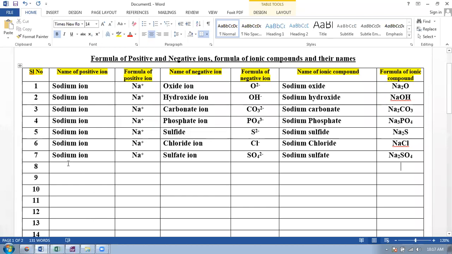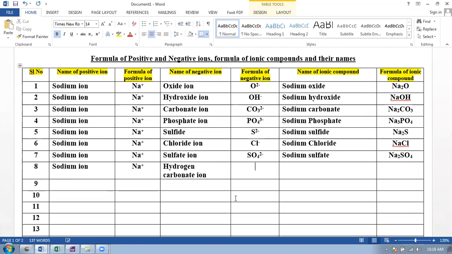There are more negative ions. Chloride, we wrote already chloride ion, bromide ion, fluoride ion. We can write hydrogen carbonate ion. Hydrogen carbonate ion looks like this, HCO3 minus. The minus is written as a superscript, and the letters as lowercase where needed. So HCO3 minus is the hydrogen carbonate ion, and sodium hydrogen carbonate is the name.